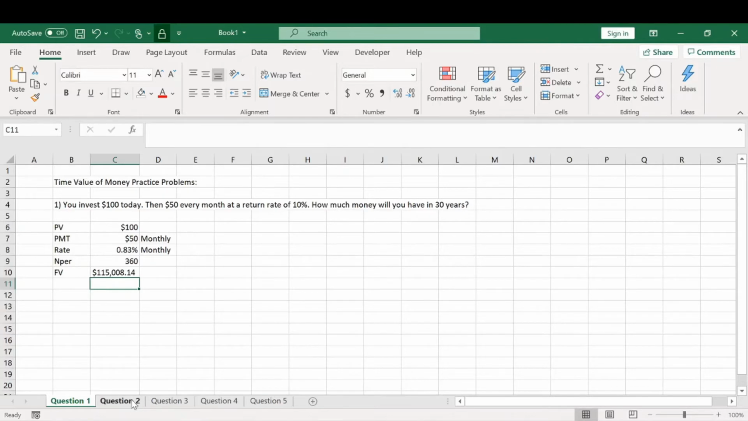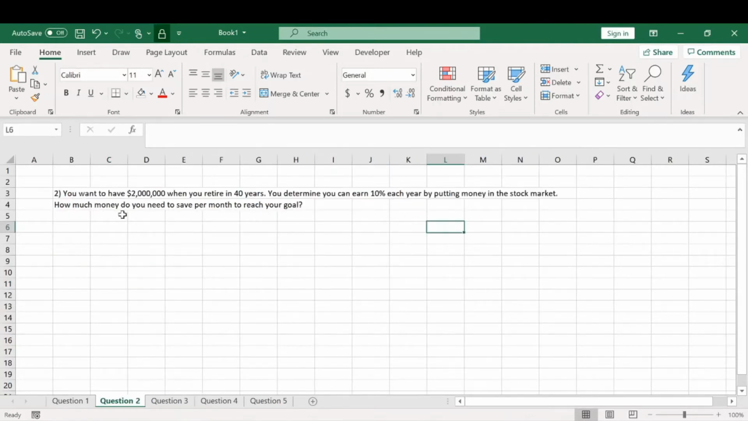All right, so going on to the next question. You want to have $2 million when you retire in 40 years. You determine you can earn 10% each year by putting that money into the stock market. How much money do you need to save per month to reach your goal? So this is basically saying, when I retire in 40 years, I want at least 2 million bucks in the bank. How much do I need to put into stocks every month if I'm getting a 10% return?